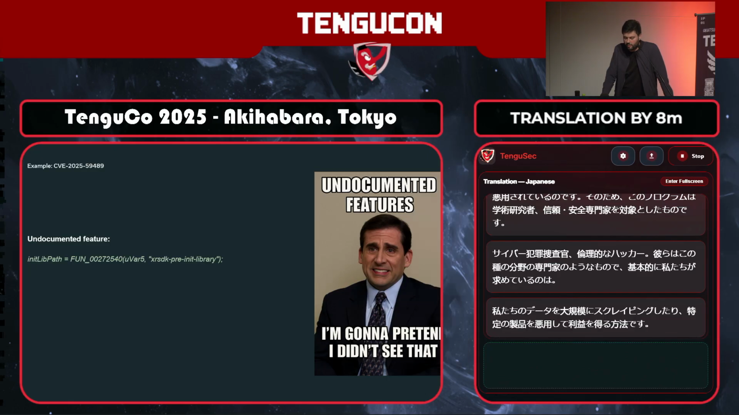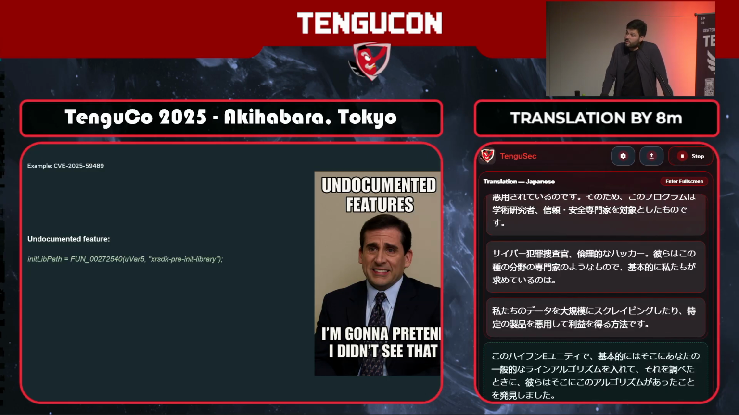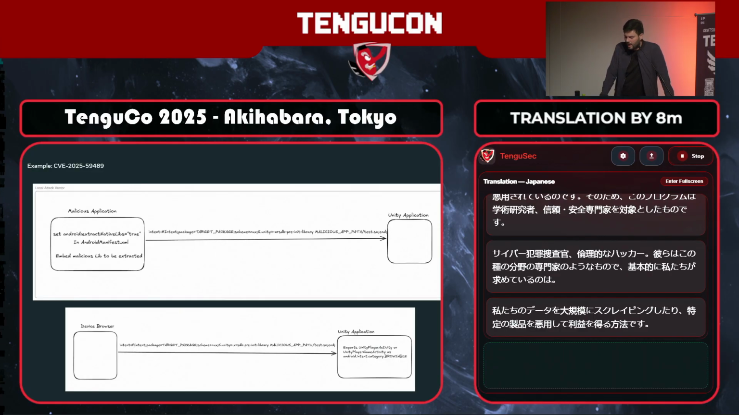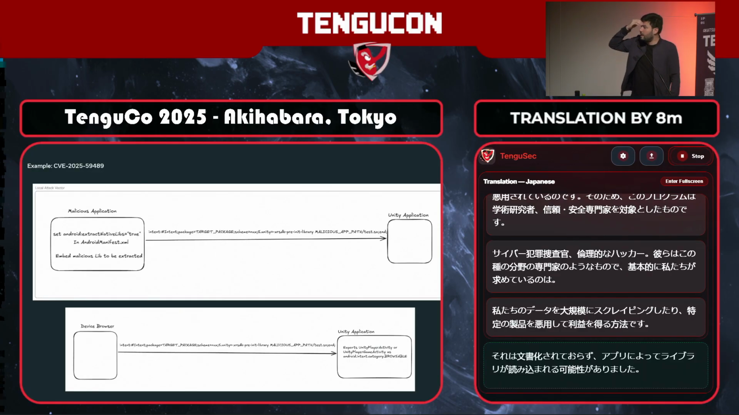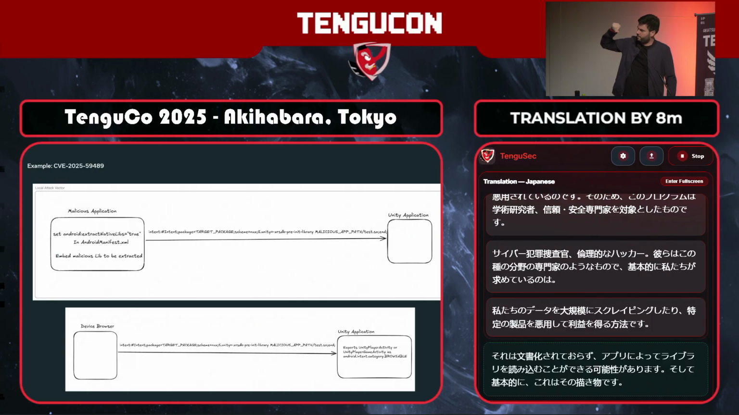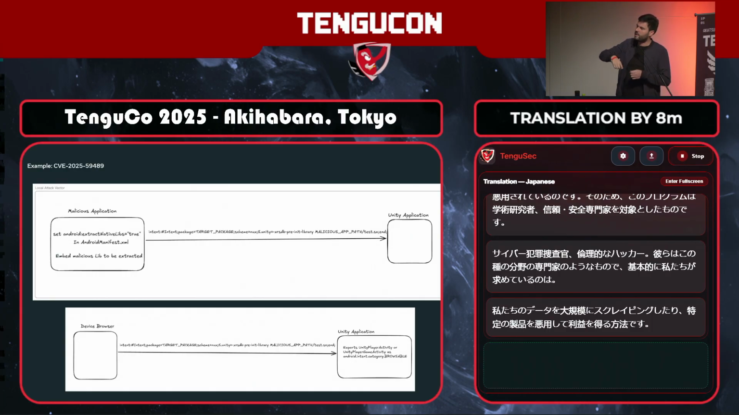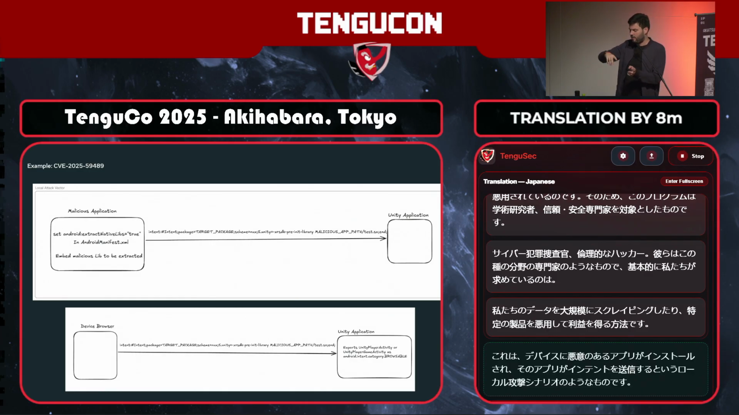there was this argument that was undocumented and could allow a library to be loaded by the app. And basically, this is a drawing of the attack scenario. The first one is the local attack scenario, where a malicious app on the device would send an intent, and that intent would use that command line argument to load some arbitrary library, some malicious library, let's assume.